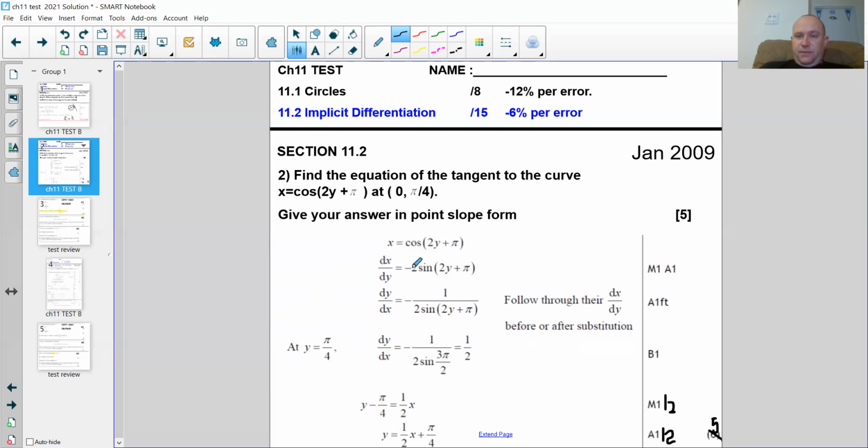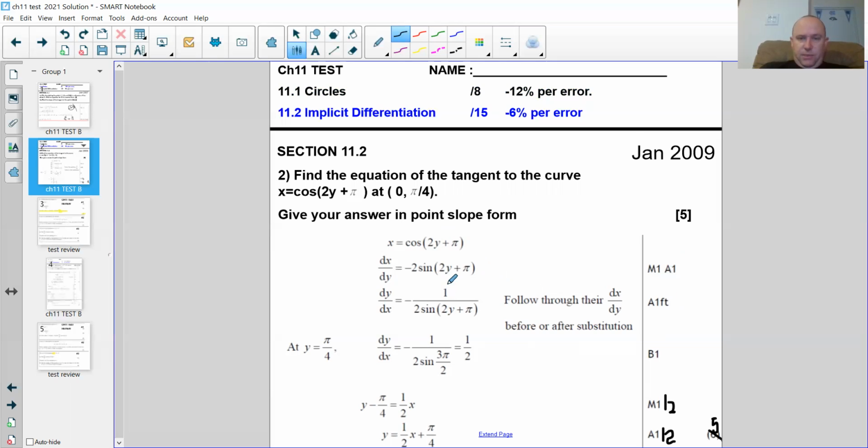We don't need a dy dx for this one because remember we're differentiating for x here. This is why we put dx by dy. So we would just bring the 2 to the front. Pi is obviously just a number, so the differential of that would be 0. And then once we've got a trig ratio here, just make sure it's of the same thing, as in 2y plus pi for both. So 2 points for that part.